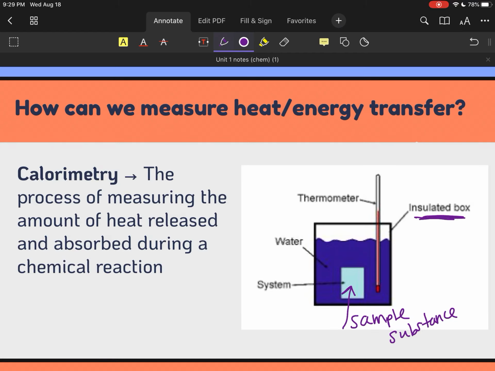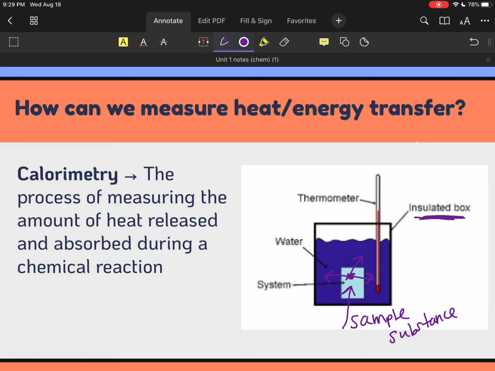For our setup, the water is going to be above the sample, and ideally the sample would be surrounded by water. And then we have a thermometer. That's how we can measure this temperature change. So what we would expect to see is that the energy located here in our sample is going to be released into the water.